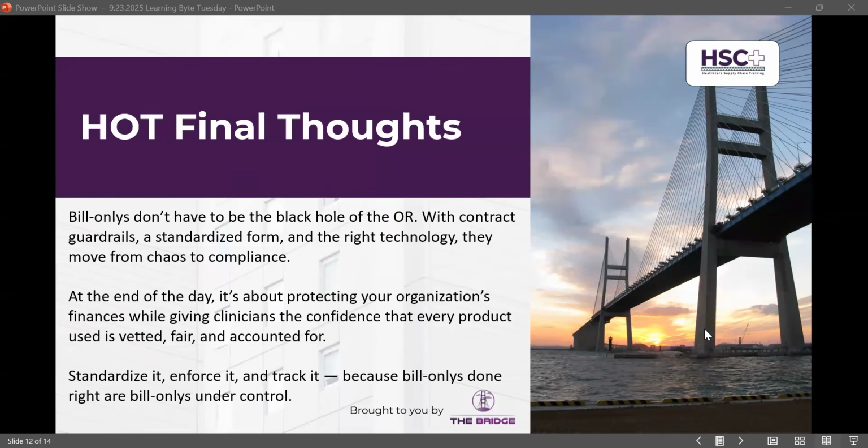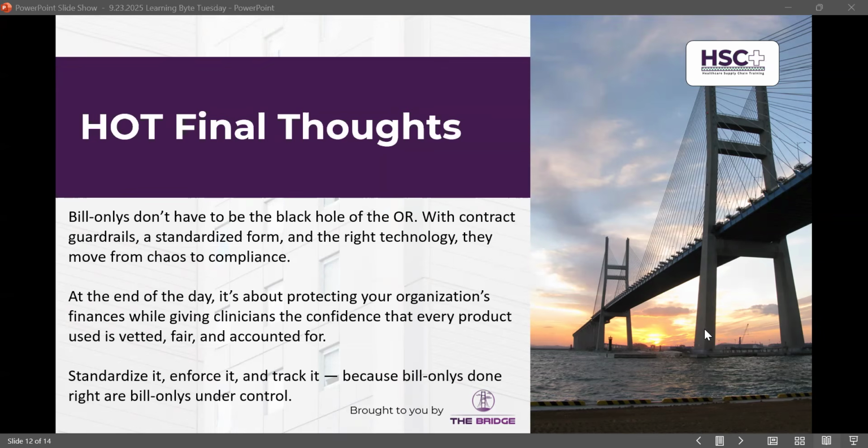Some hot final thoughts that I want you guys to think about. Bill onlys don't have to be the black hole of the OR. I hear people say the word bill only and they're like, oh my gosh. It's like the word preference card. It's like a swear word in the OR.